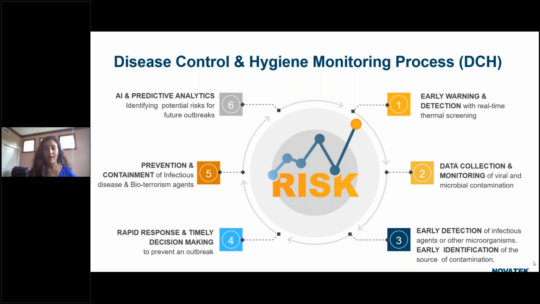We also provide control through data collection and monitoring, and that's in 3 areas. That is rooms, people, so personnel, which we'll talk about today, as well as critical equipment such as HVAC systems. The lovely thing about the software is that we're able to have early detection and early identification of the potential source of the contamination.